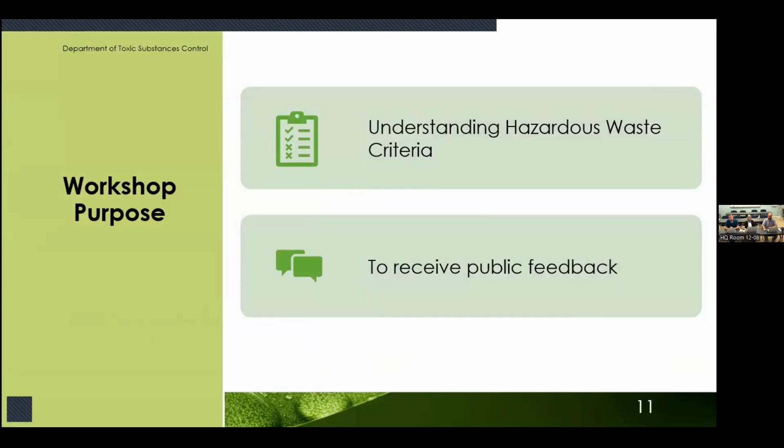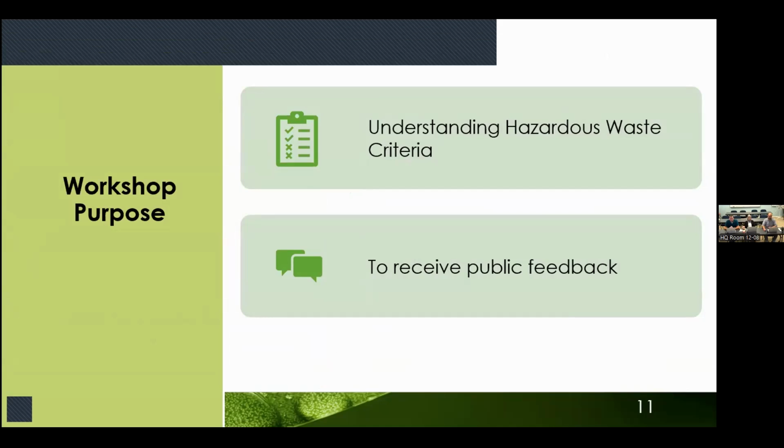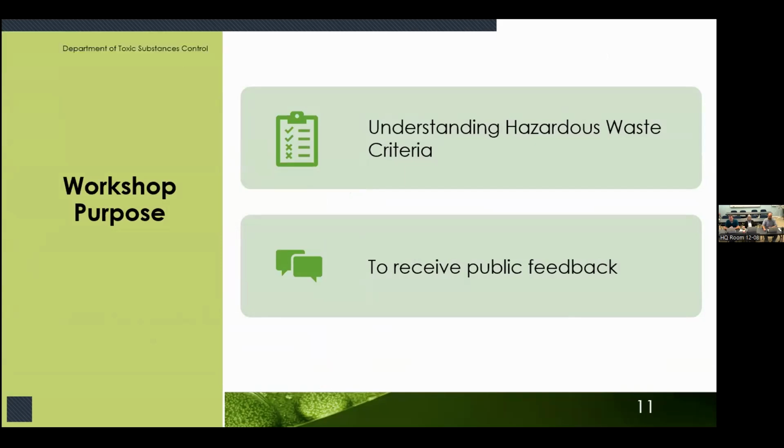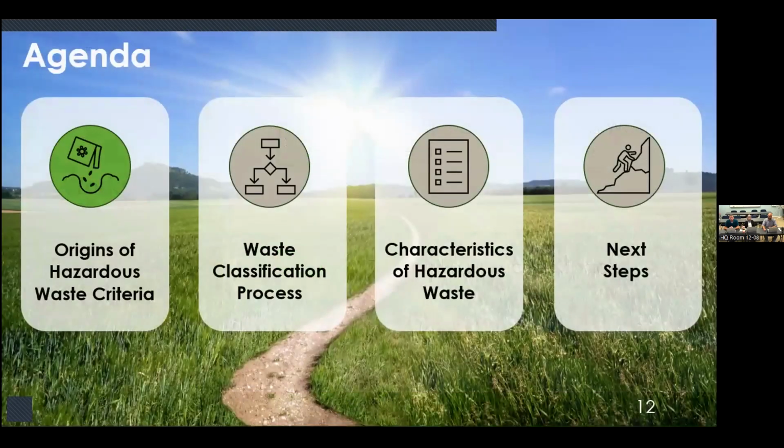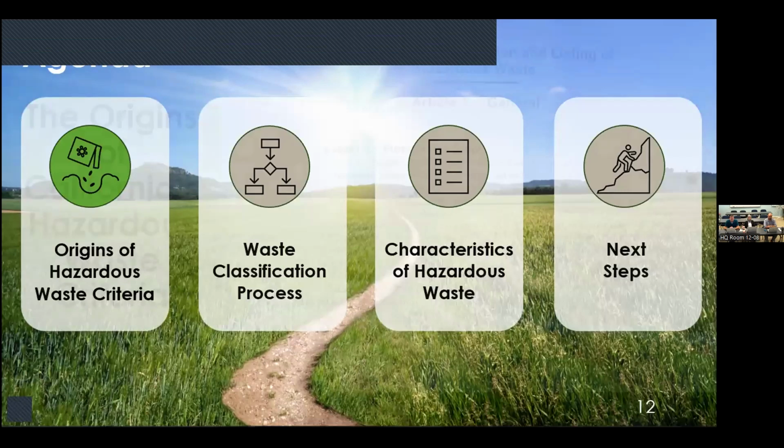Today's workshop is being hosted to ensure that the public is well informed about California's criteria for identifying hazardous wastes. That will ensure that the feedback we receive from you prior to making recommendations or adopting regulations is the best it can be. An overview of the current criteria will be covered later in today's workshop. However, in order to understand where we are with the criteria, it's important not to forget how we got here. That history will be covered in the first part of today's workshop, beginning now.